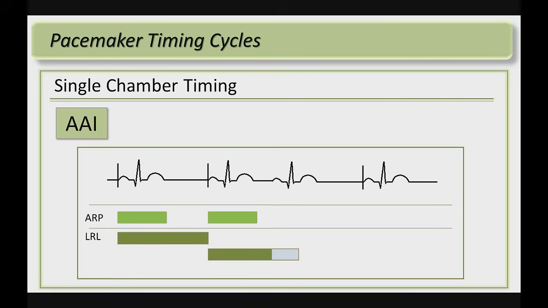Next, we see an intrinsic P wave that comes in prior to the lower rate limit timing out. That P wave is sensed, and therefore we start our timers. Since it was an intrinsic P wave that came in prior to the lower rate limit expiring, it's known as an escape beat, and this interval starting with the escape beat is known as the escape interval. Next, we see the lower rate limit time out without an intrinsic P wave, and therefore we pace, starting our timers over again, the atrial refractory period and the lower rate limit.